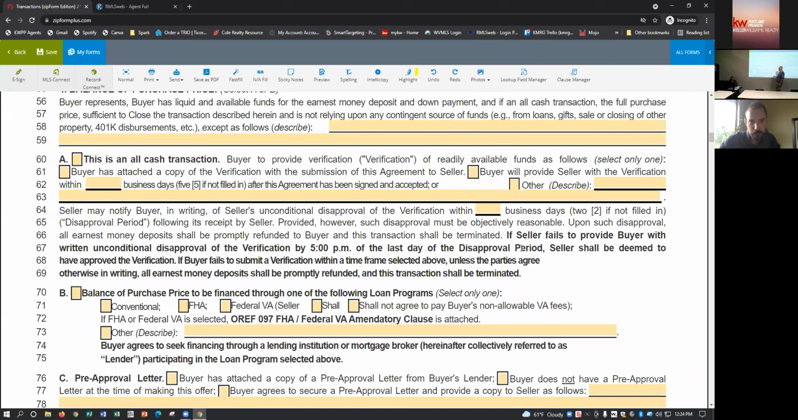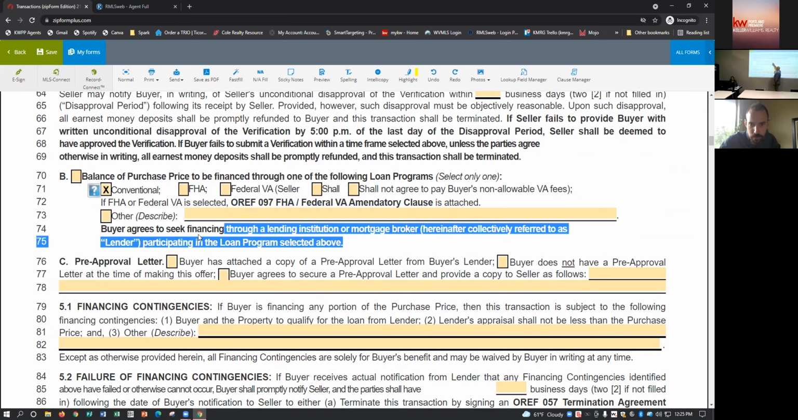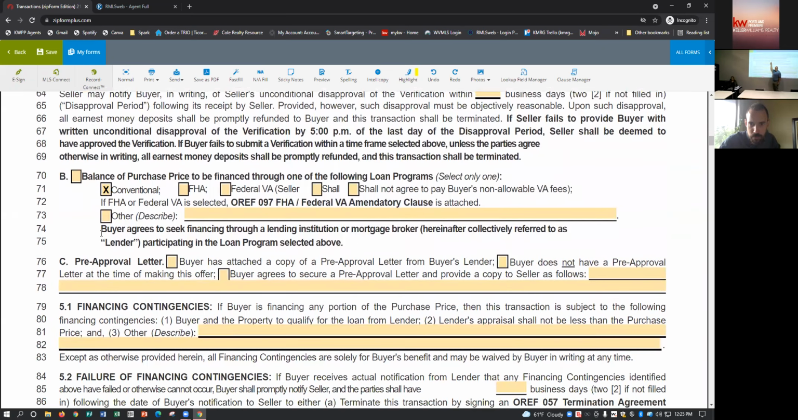Okay, so here we're coming to a recent change. This is good for everybody to listen to. So in section 4B here, what we're doing is choosing the loan type. So it's conventional, FHA, federal VA, and then this deals with closing costs. I think you should always click "shall" here. In a VA loan, there's a few closing costs that the seller must pay for. And so in order for the loan closing, you need to check that box. I don't know why they have that second option.